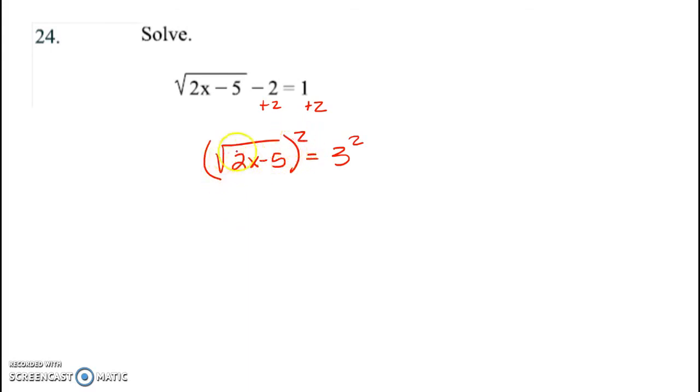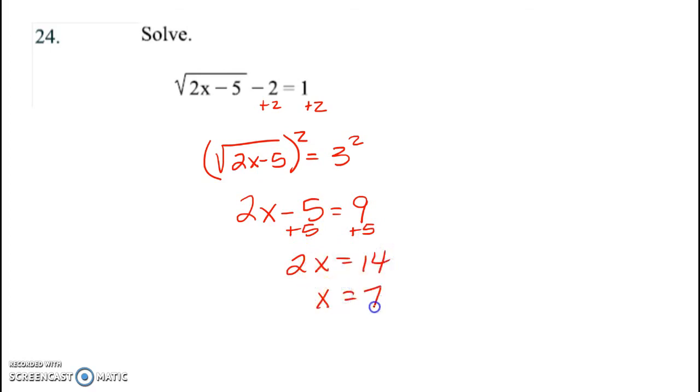Squaring something that you're taking the square root of, they're inverse operations, so they undo one another. So I just have 2x minus 5 equals 9. I'm going to add 5 to both sides. I get 2x equals 14, or x equals 7. I think that's my answer. Let's go back and double check.